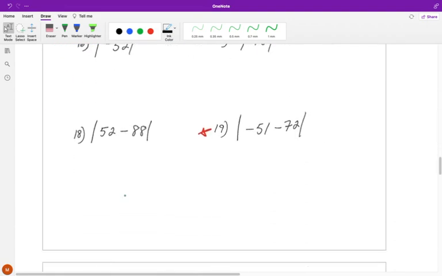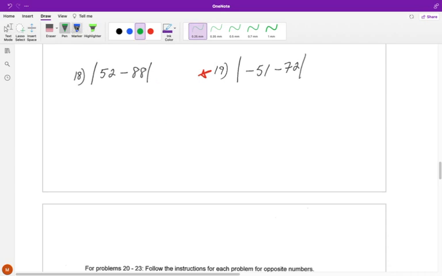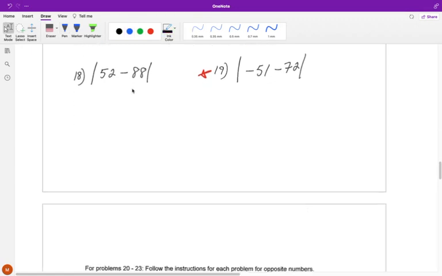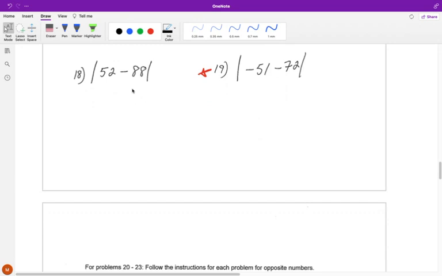All right, and then number 19. So when we're doing our absolute value, we know that at the end, the absolute value is the distance it is from 0, so this is going to give me a 52 as my answer, and this one's going to give me 98 because it's 98 units away from 0, 52 units away from 0. But when we have numbers inside, we need to simplify first. So we're going to go ahead and combine these.